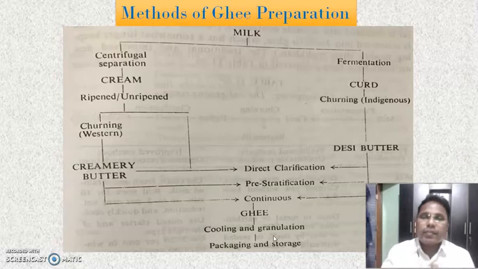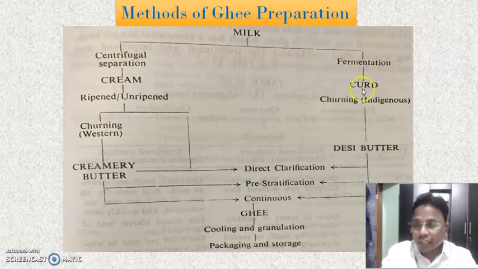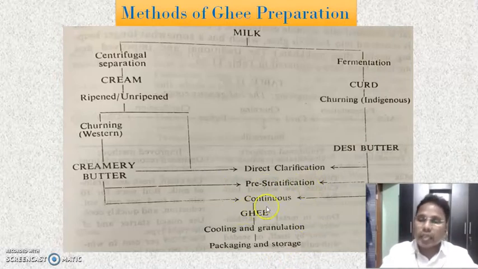So in this way, ghee is prepared both by the traditional way and the Western way, by using curd and by using cream. These are the two methods by which ghee is prepared: by direct clarification, pre-stratification, and the continuous method.